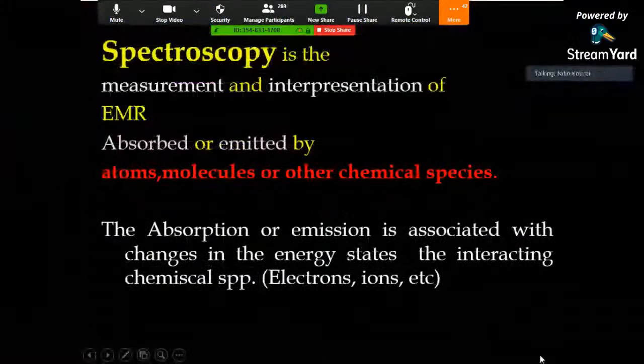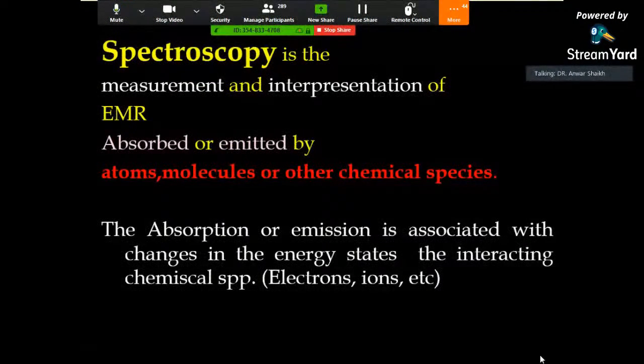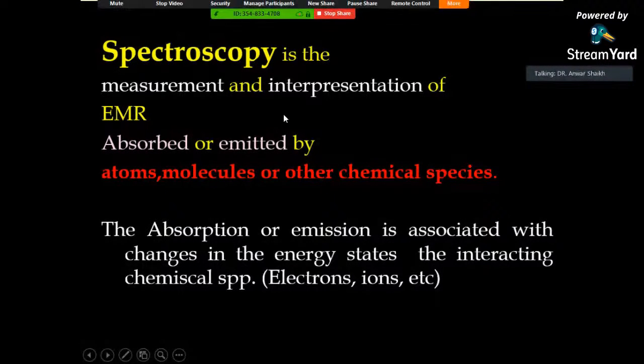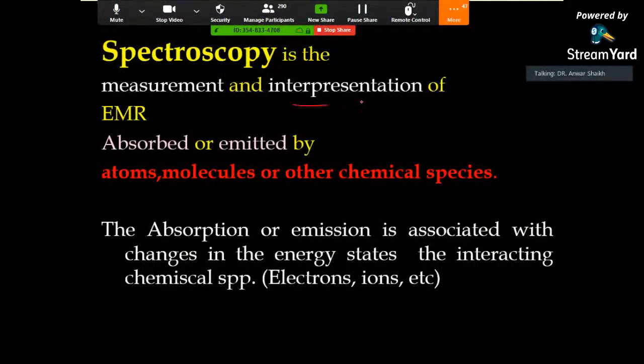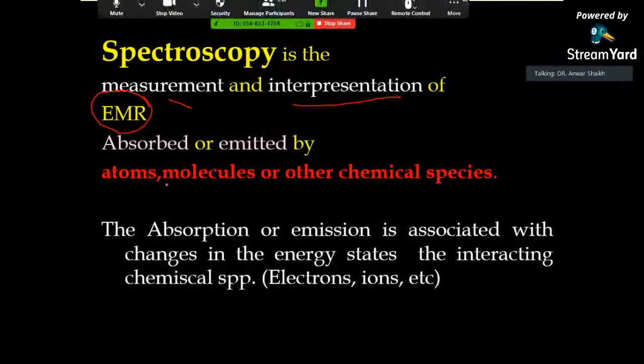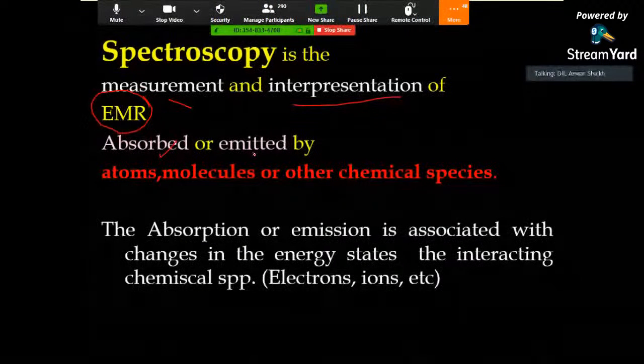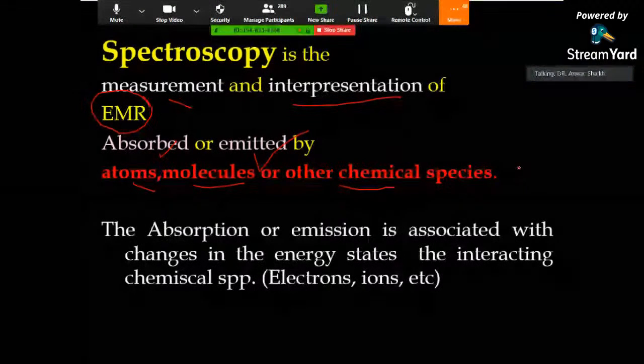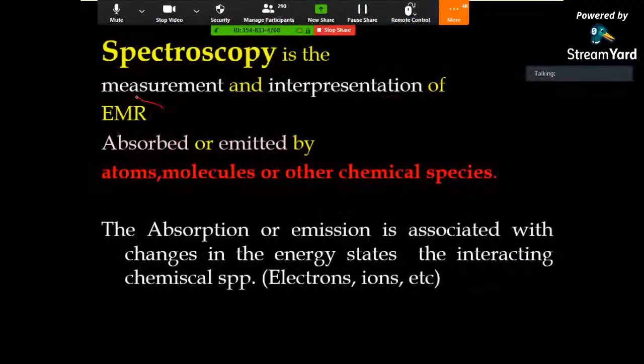Okay, so we'll start with the spectroscopy definition. Very briefly, I will tell very quickly, and then we will proceed further to our main topic. Spectroscopy is the measurement and interpretation of the EMR, which is absorbed or emitted by atoms, molecules, or other chemical species. So what is the meaning of EMR here?